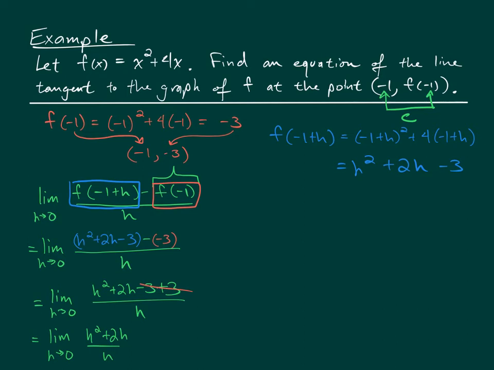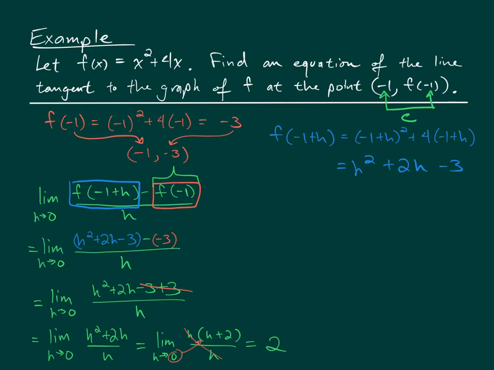So to finally get rid of that, common factor the h out, you'll get a limit as h approaches 0 of h times h plus 2 all over h. Bam! Lo and behold, the h is gone in the denominator. We can substitute that 0 in there for h now, and we get a slope of a tangent line being 2.